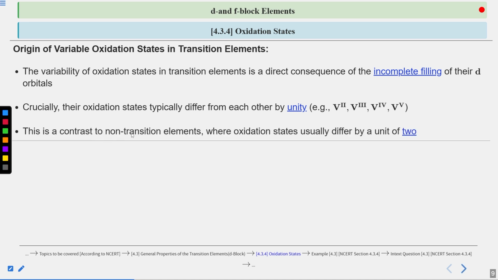This is in contrast to non-transition elements. If oxidation states differ from each other by unity, that is shown by the transition elements. But for non-transition elements, the oxidation states differ by a unit of 2. For example, if a non-transition element exists in +2, then it will also exist in +4. So the oxidation states in them differ by a unit of 2.